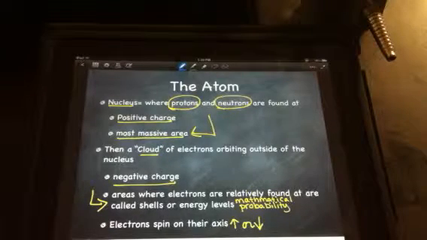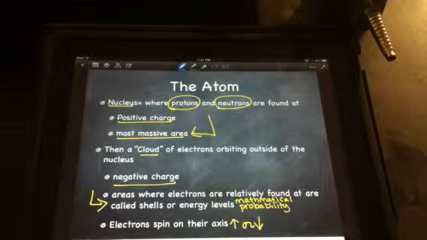Okay, so here we go. The atom. We now know that the nucleus contains the protons and neutrons. We now know that we can take the atomic mass minus atomic number to find our number of neutrons. We know that the nucleus is positively charged. It's the most massive area. We now know that the electrons are on the outside of the nucleus and they're not running these tracks.